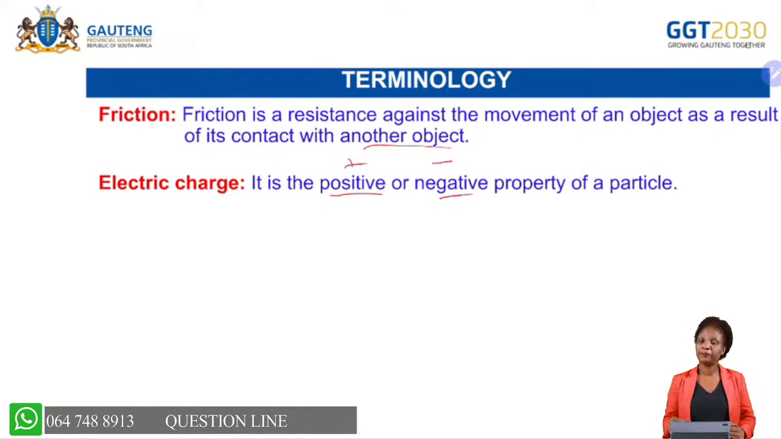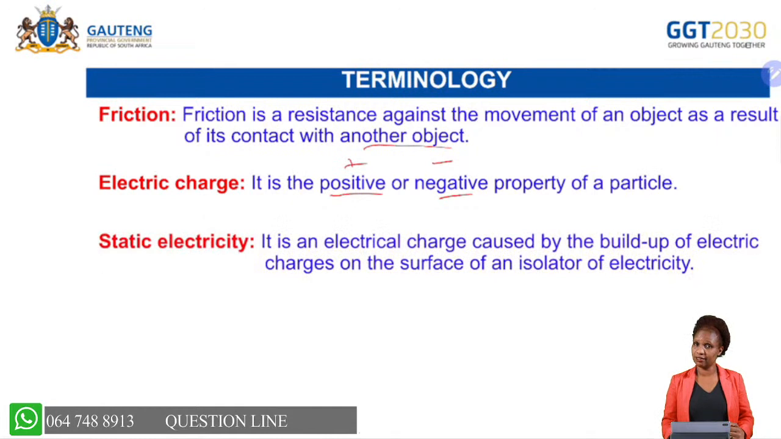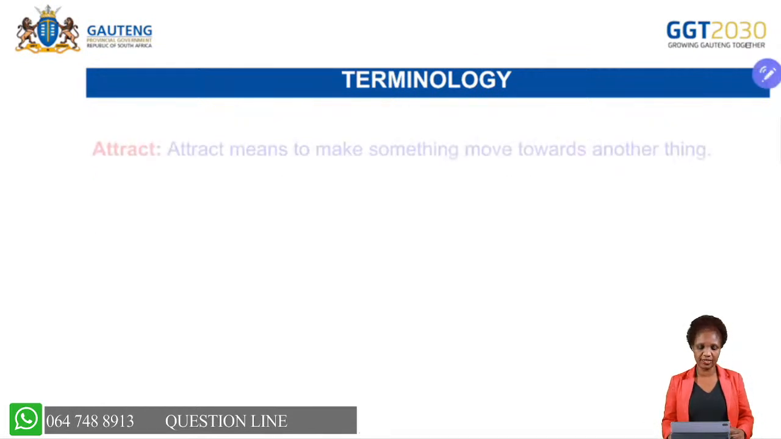All right. And then static electricity. Let's define static electricity. It is an electrical charge caused by the buildup of electrical charges on the surface of an insulator of electricity. And then let's move on, grade 8.